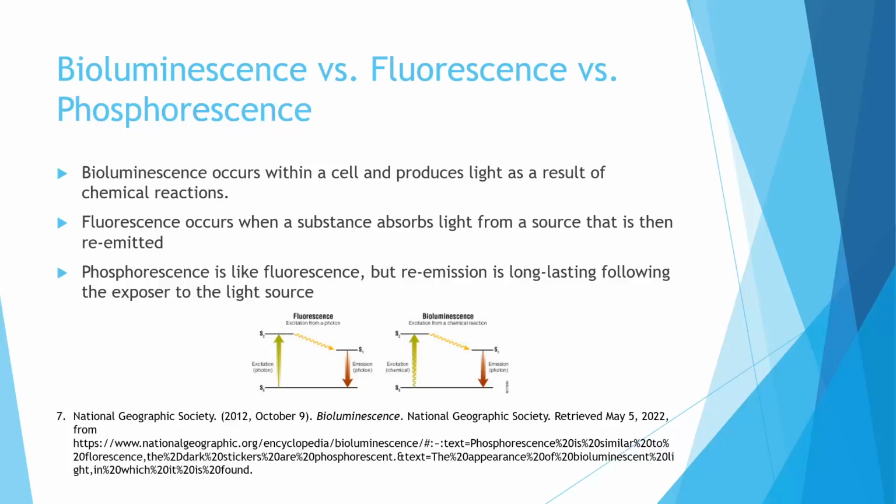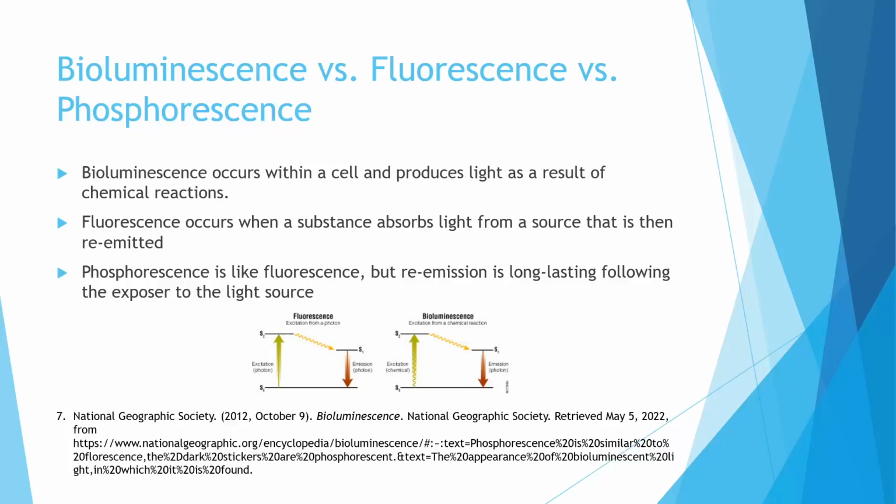The difference between bioluminescence, fluorescence, and phosphorescence, I think, is necessary to establish just to reduce any confusion. Bioluminescence occurs when a cell produces light as a result of chemical reactions. Fluorescence occurs when a substance absorbs light from a source that is then re-emitted. And phosphorescence is like fluorescence, however, the re-emission period is long-lasting following the exposure to the initial light source. The image below, I think, describes it very well.